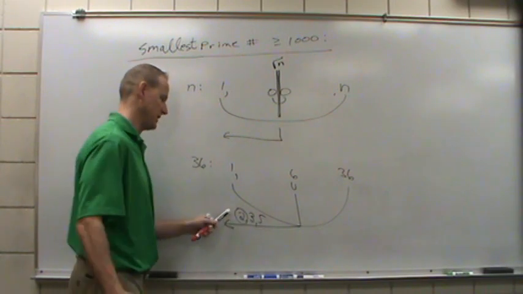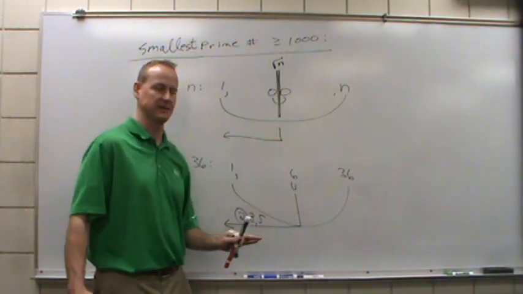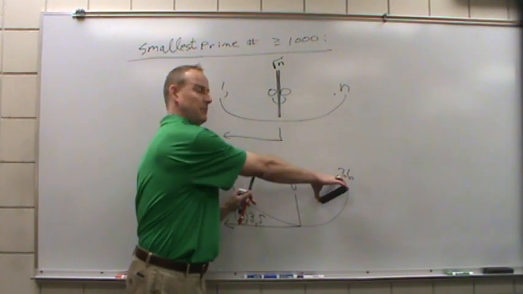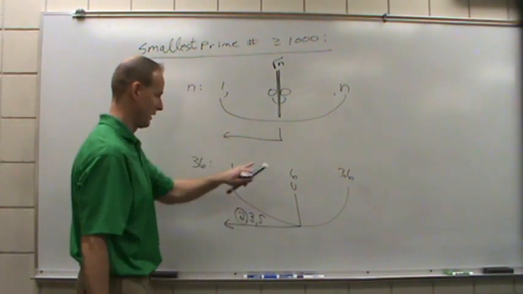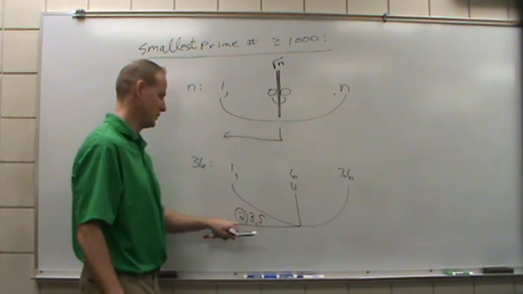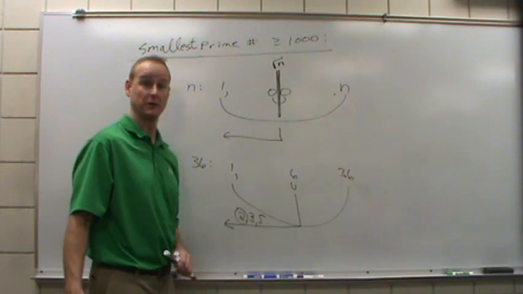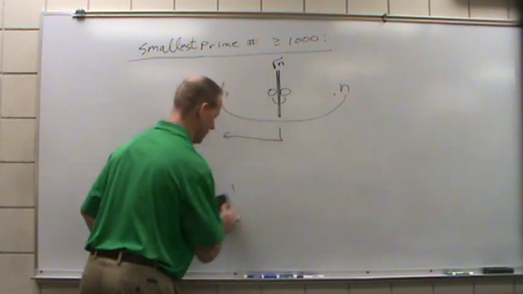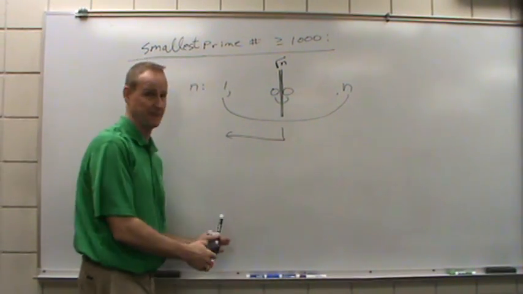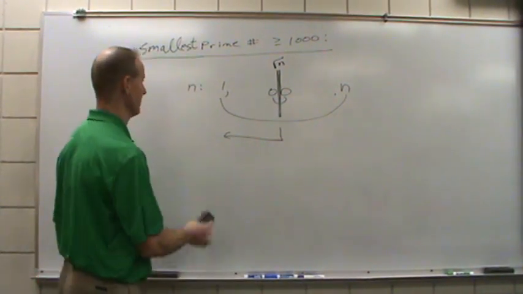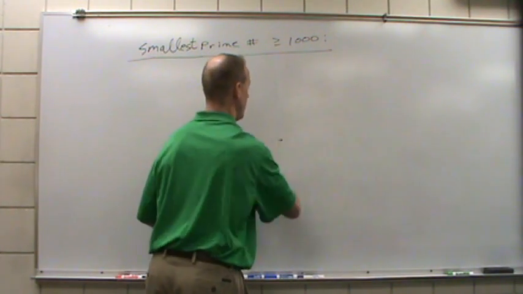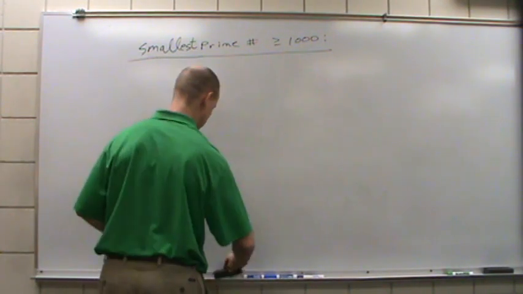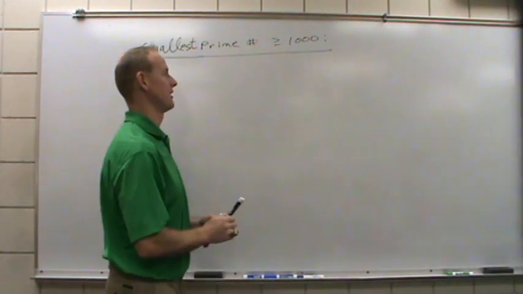But it really restricts the work. Instead of looking at the 34 numbers in between 1 and 36, all we have to do is check the primes less than or equal to the square root. If one of those divides it, then it will be composite. If none of them do, it will be a prime number, as long as n is bigger than or equal to 1. So let's look for the smallest prime number bigger than 1,000.